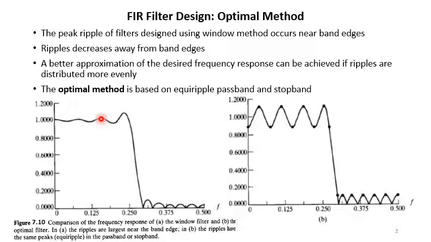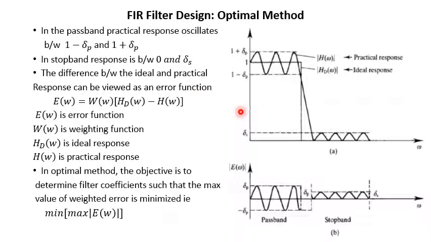So the optimal method is based on the equiripple, or same ripple, in the passband and the stopband as shown here. So we can see that these ripples have constant amplitudes both in the stopband and the passband. I think that is very straightforward. You can observe that these ripples have a constant amplitude. So it can be observed that the ripples have the same peaks in the passband as well as in the stopband. So in case of the optimal method, we want to have equiripple in the passband and the stopband.